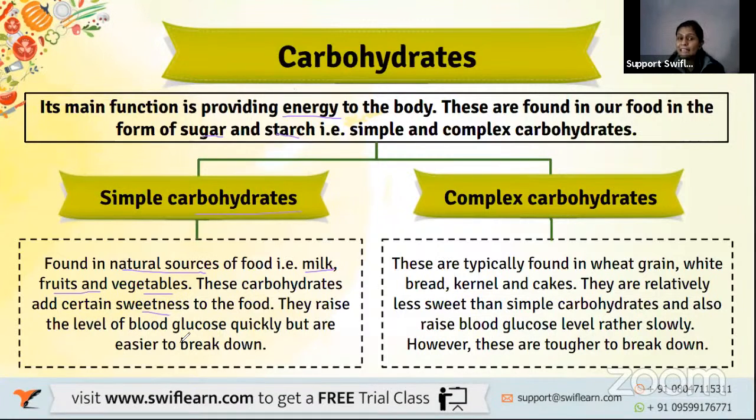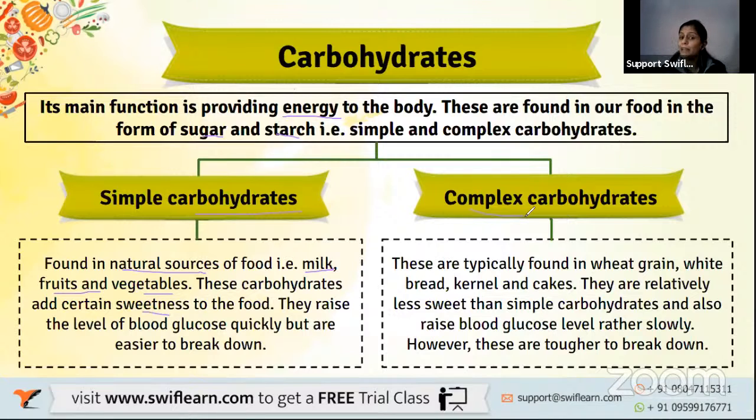What is special about simple carbohydrates? We are getting them from natural sources like milk, fruits and vegetables, and they add sweetness to the food. And because of eating them, our blood sugar level rises immediately. Why? Because they get immediately broken down and absorbed inside our body, inside the blood. Whatever food we eat, where does it get absorbed? Finally it goes into the blood, because of which we get energy. So they are easier to break down and they get quickly absorbed inside the blood.